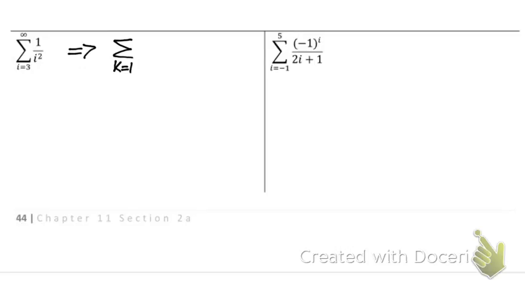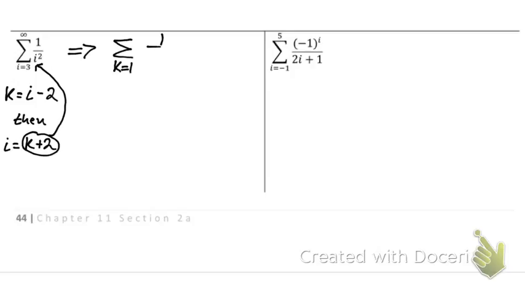So our k is going to equal i minus 2, because my i starts at 3, and if I subtract 2 from it, I get to 1. Well, if k equals i minus 2, then our i must equal, add 2 to both sides, k plus 2. And all you have to do is replace that k plus 2 for that i. And so for this one, we're going to have 1 over k plus 2 squared.